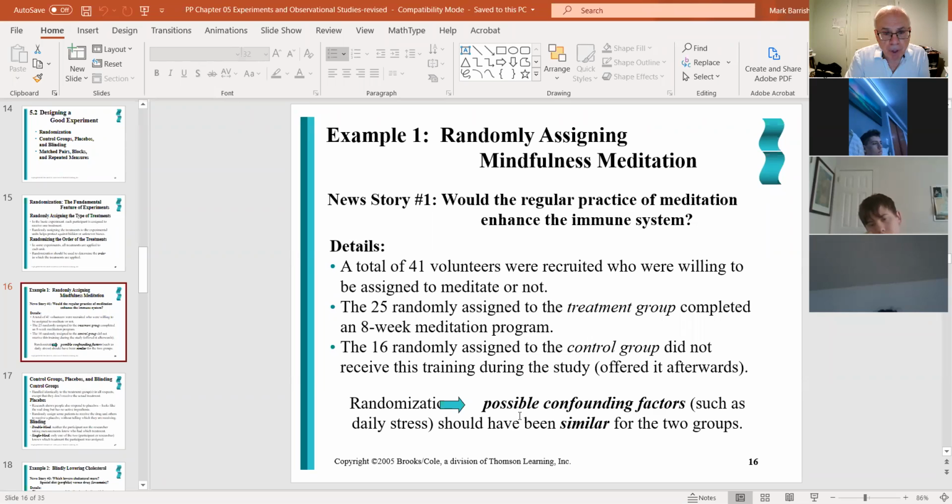Now, because they randomly assigned, what are possible confounding factors that could be affecting the person's immune system? Well, daily stress could be affecting it. That would be one example of a confounding variable.